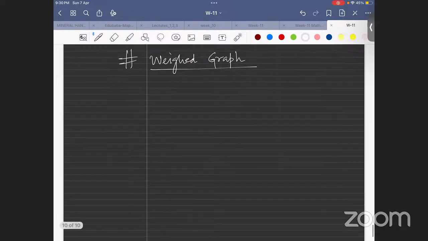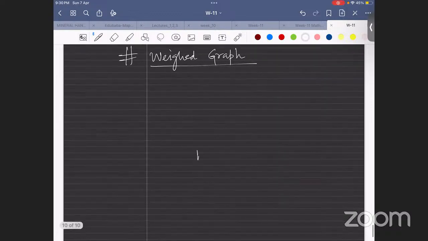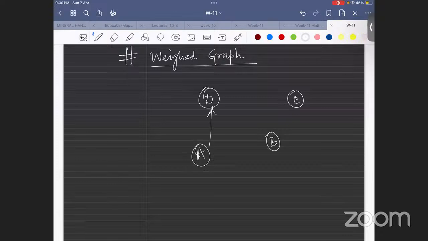So there can be anything. Right? Moving from A to D, it's some cost 4. From C to D, there is some cost 3. Similarly, to reach from B to C, there is some cost 4. Okay? Sir? Yeah. So can we say weighted graph is a subset of labeled graph?